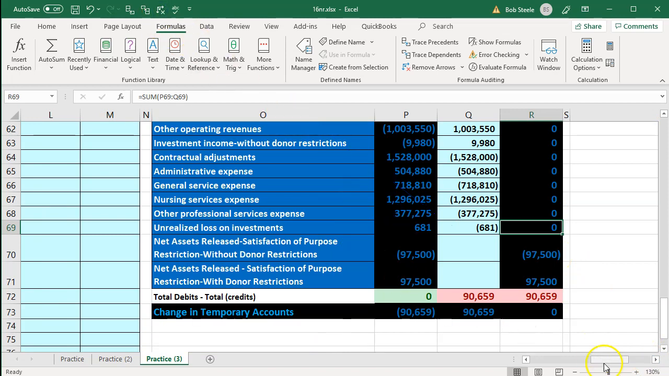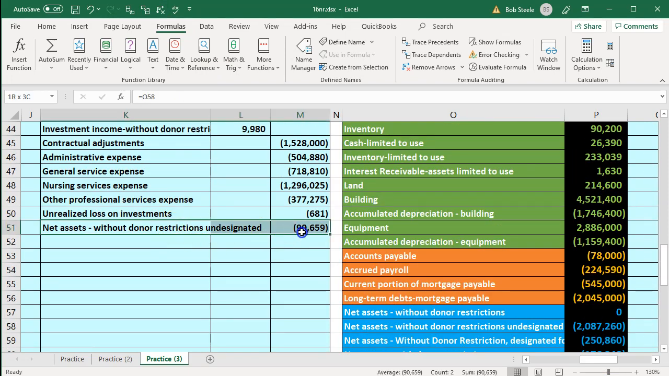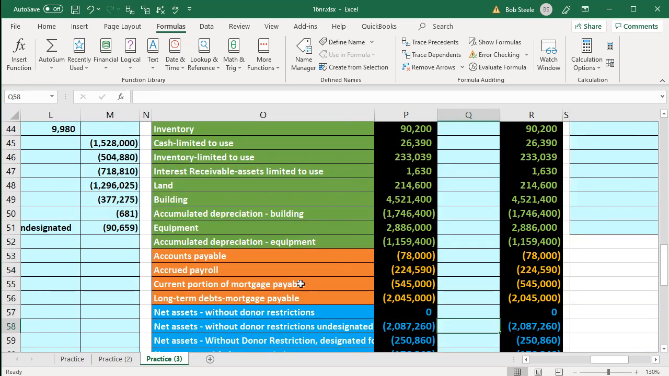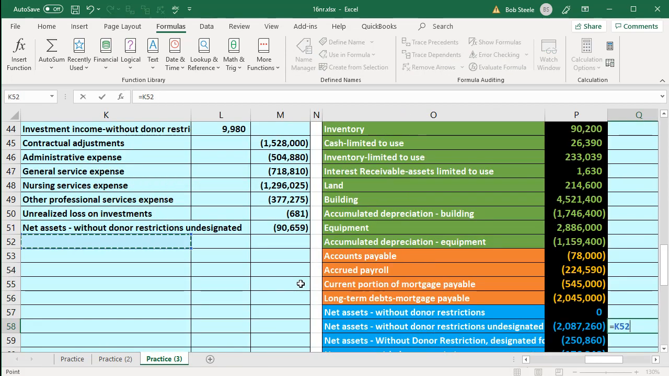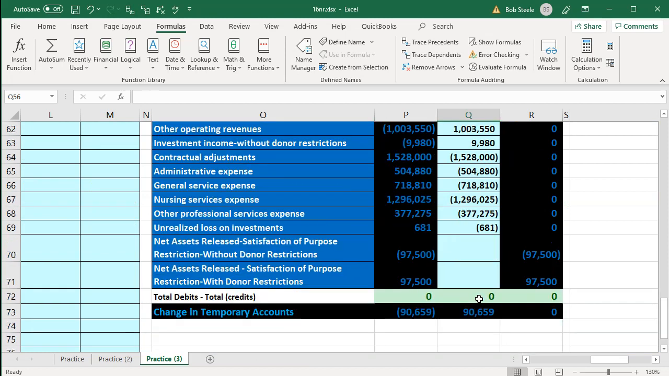Now we just have to record the last component of our transaction to be back in balance, that being the net assets. The net assets without donor restrictions, undesignated, we're calling it. That's going to be this one. We are in cell Q58. So within Q58, we will say equals, scroll over and pick up that 90,659. That increases this one in the credit direction. That then puts us back in balance here.